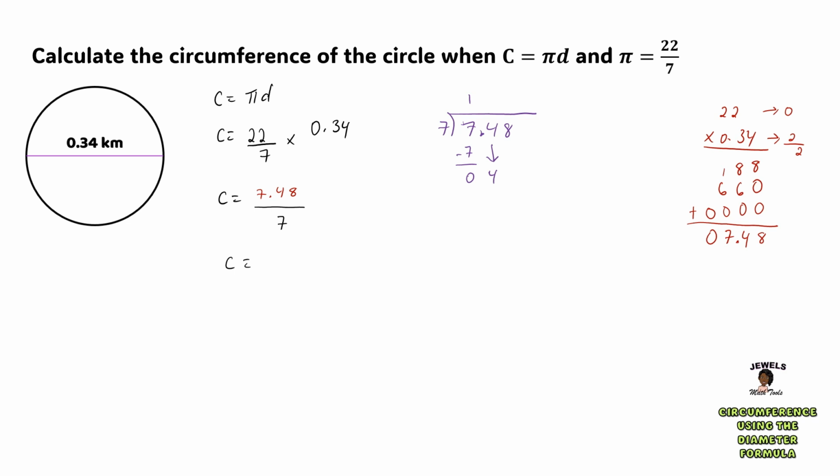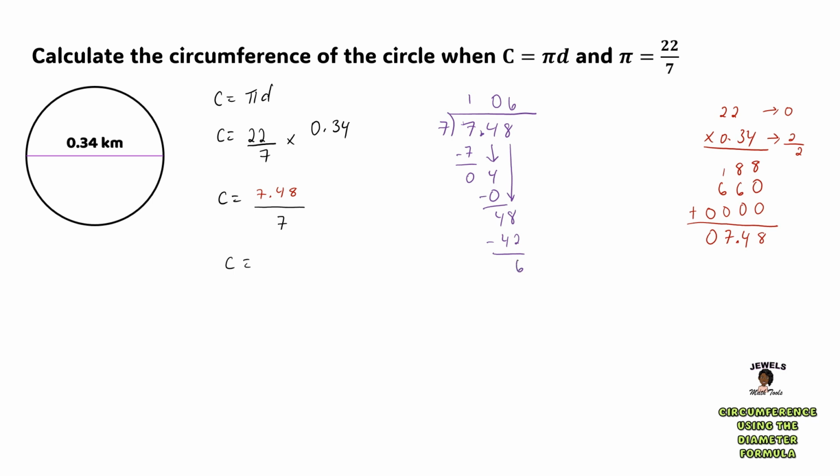7 can't divide into 4 since it's less than 7. We're going to add in our 0. And 0 times 7 is equal to 0. 4 minus 0 is equal to 4. We're going to now bring down our 8, changing our 4 into 48. 7 will divide into 48. 6 times 7 is equal to 42. And when 48 subtracts 42, we have a difference of 6.